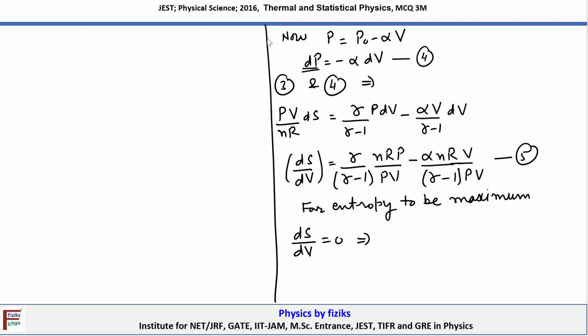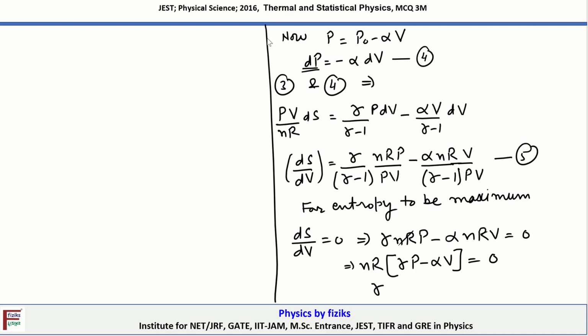So that means gamma times N R P minus alpha N R B, that is equal to 0. Because N R is common, we can take N R outside, so this implies N R into (gamma P minus alpha V) is equal to 0. From here we conclude that gamma P is equal to alpha times B.